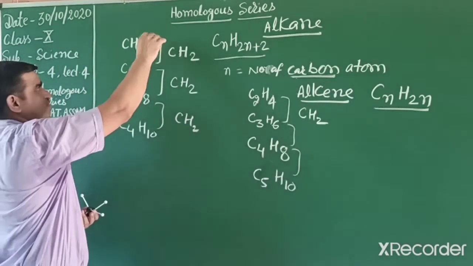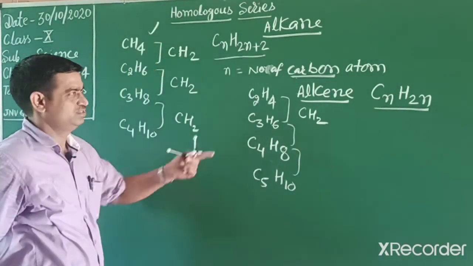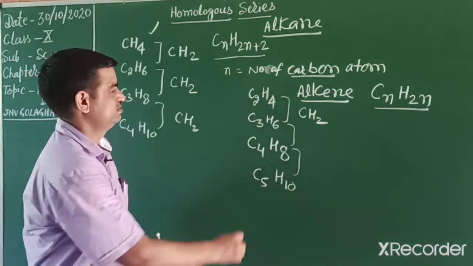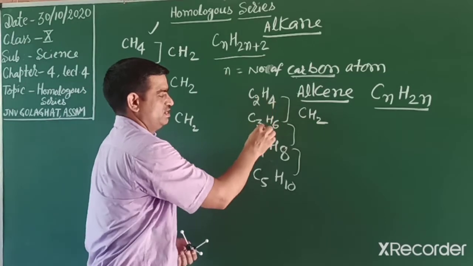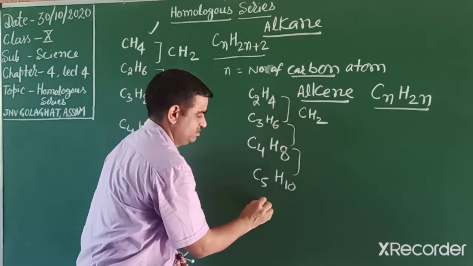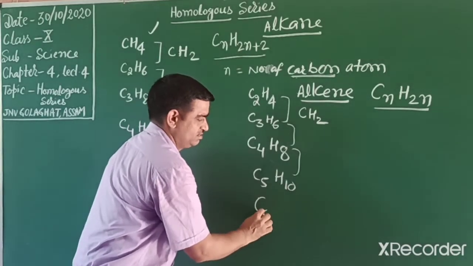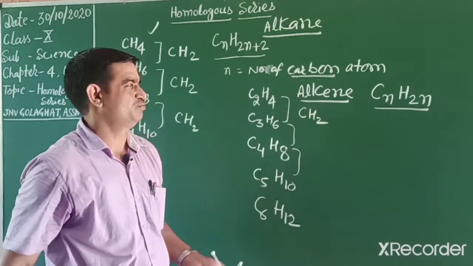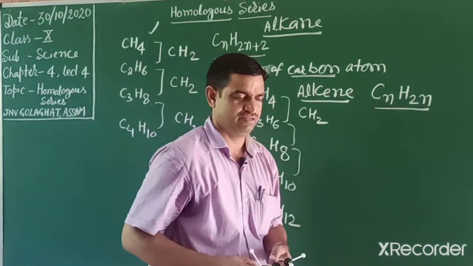All these compounds form one homologous series, and the other homologous series is the alkene series. C2H4 is the first member, then C3H6, C4H8, C5H10. The next members you can write: C6H12, C7H14. In this way we can write.